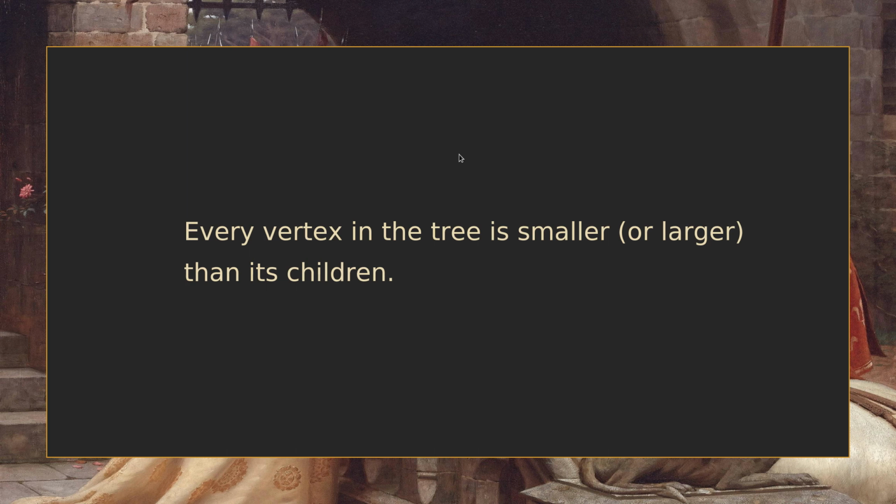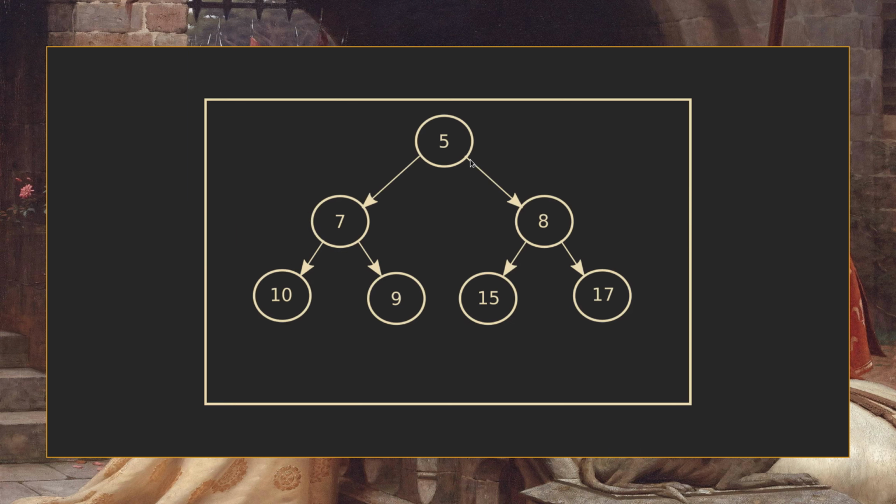The heap property states that every vertex or node in the tree is going to be smaller or larger, in the case of a max heap, than its children. I find that pictures are worth 1,000 words, so here's what one of these things looks like.